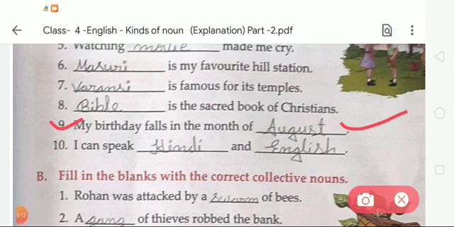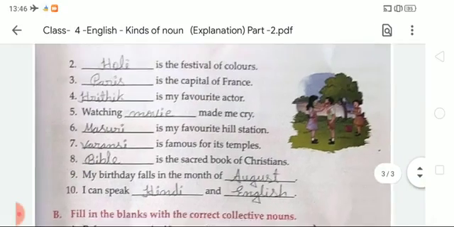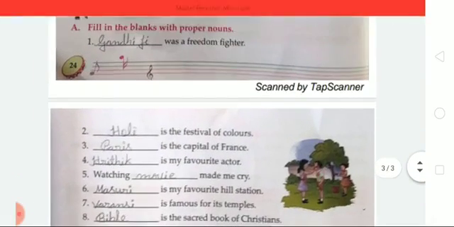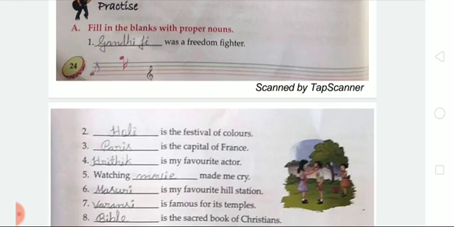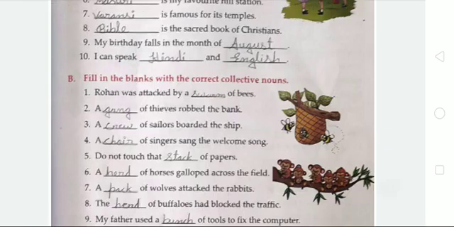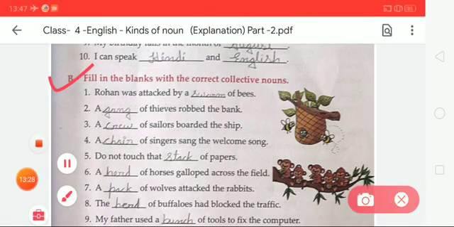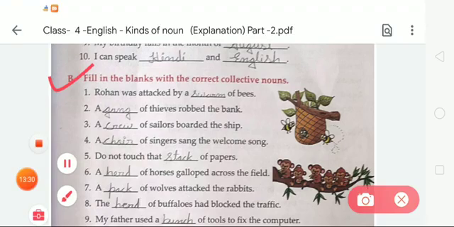Okay students, so like this you have to complete this exercise A in your book. And after that you have to note down this given exercise in your notebook also. Okay student, now we are moving to the next, that is exercise B. So what will we do in exercise B? In exercise B, fill in the blanks with the correct collective nouns. Student, here we have to write the correct collective noun according to the given sentence.